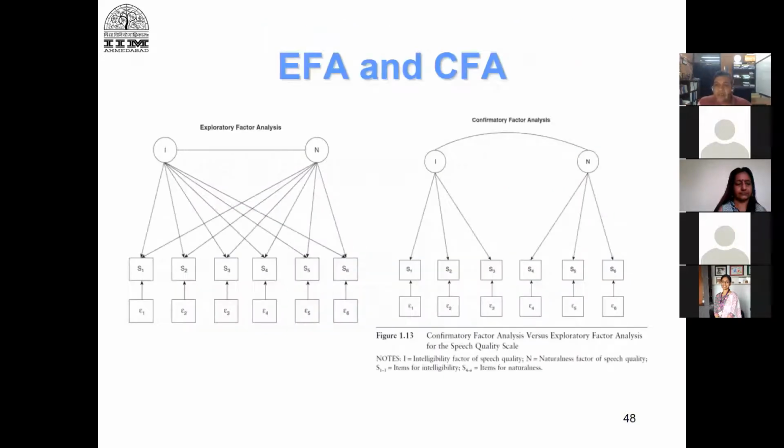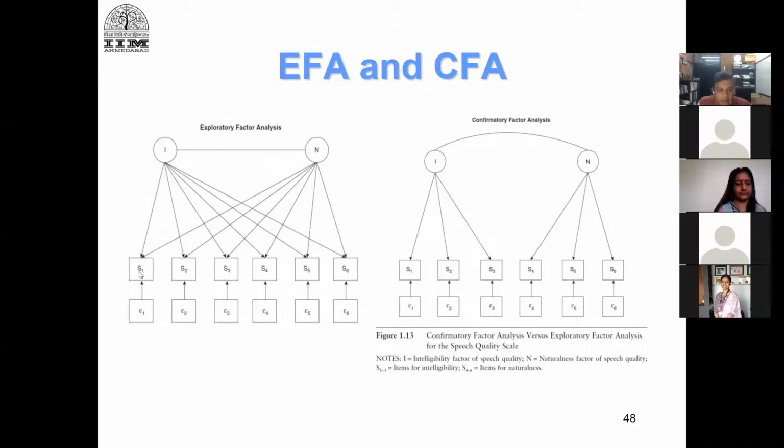Now there are two kinds of factor analysis. One is called exploratory factor analysis, and the other one is called confirmatory factor analysis. What is the distinction between exploratory factor analysis and confirmatory factor analysis? This is a diagram that I have taken from the chapter, again Madhu Vishwanathan's. In exploratory factor analysis, you do not make any a priori hypothesis or a priori judgment whether the item belongs to one factor or the second factor.